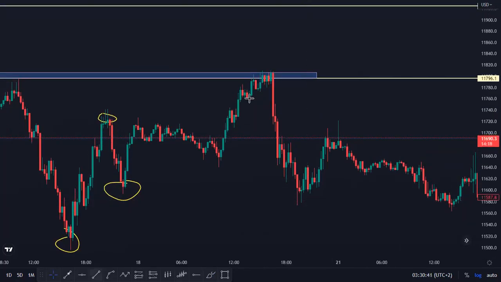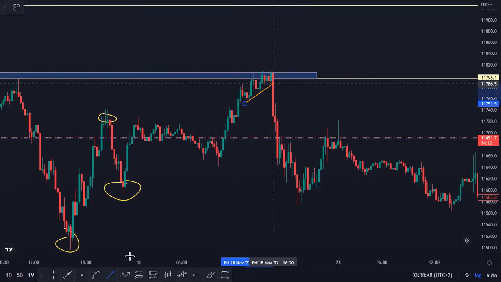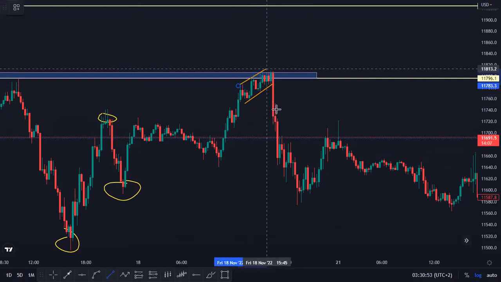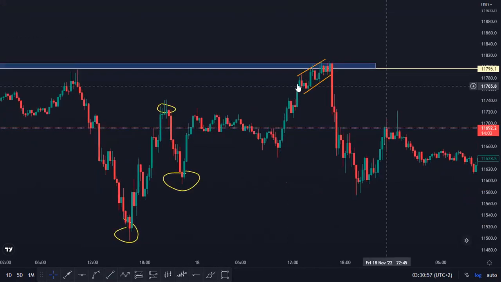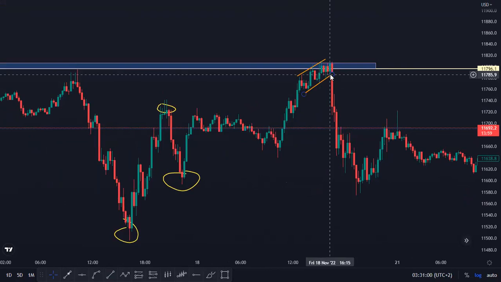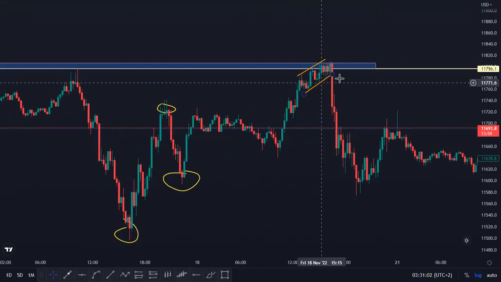As you can see, we approach that zone in a corrective manner, which is a reversal pattern. The market gave us a what? A reversal pattern on that zone. So we entered immediately when this candlestick broke our supporting diagonal trend line.